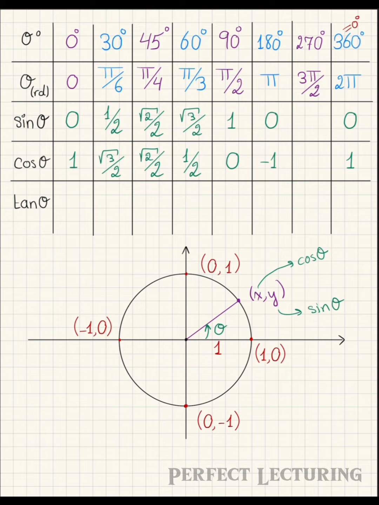Let's do the same thing for 270, so that is the angle 3 pi over 2 or 270, therefore the cosine of 270 is 0 and its sine is negative 1.